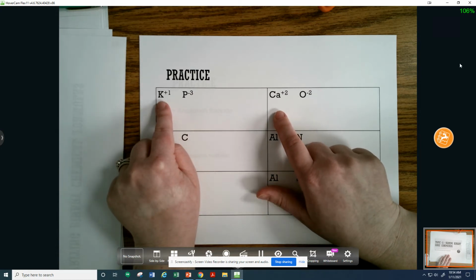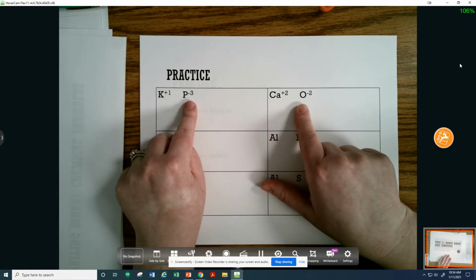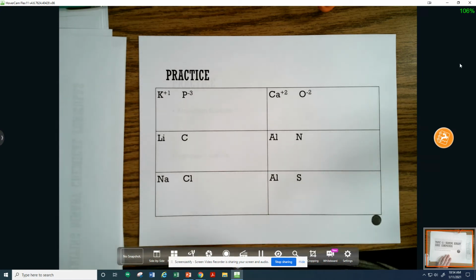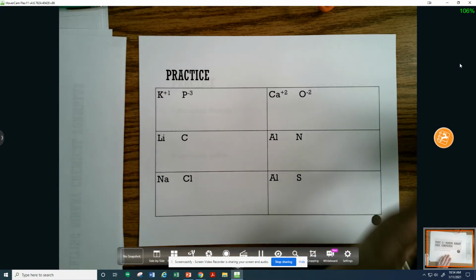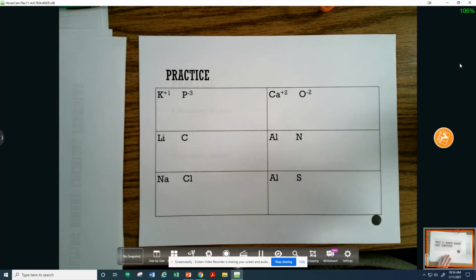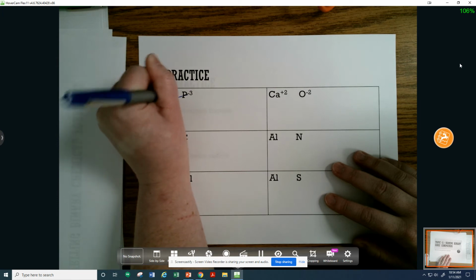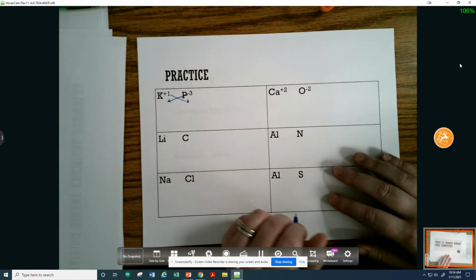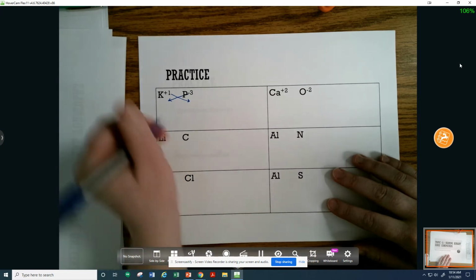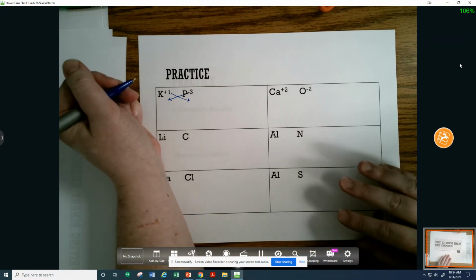If you look at your periodic table, potassium makes a +1 charge, calcium makes a +2, phosphorus a -3, oxygen -2. The next step to come up with the chemical formula: the goal here is to make a compound that is neutral. We want both elements, the metal and the nonmetal, to have a complete octet. What you do next to show that is you cross down your charges. So I show these two arrows crossing down. From there you bring down the charge without the sign. That's going to become what's called a subscript.